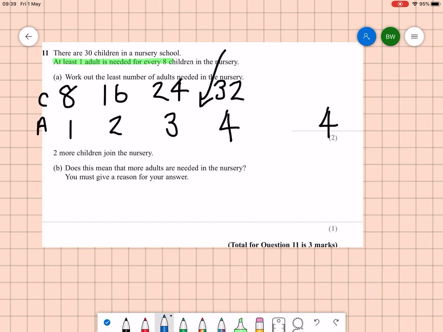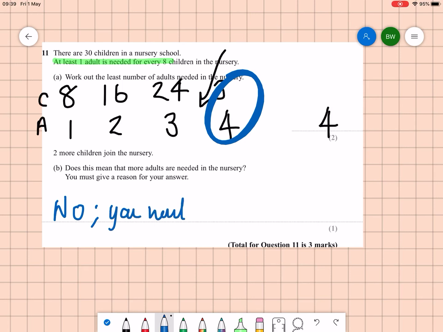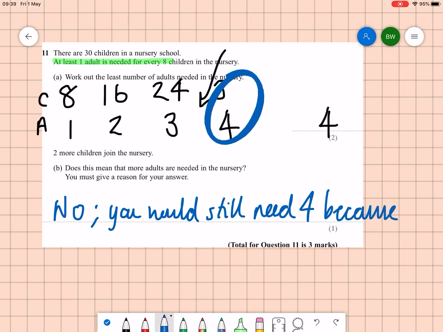2 more children join the nursery. Does this mean that more adults are needed? So if I started with 30, I've now got 32. Well, actually, no. 32 would still leave me with 4 adults. So, no. You would still need 4 because we've done 32 divided by 8 is still equal to 4.